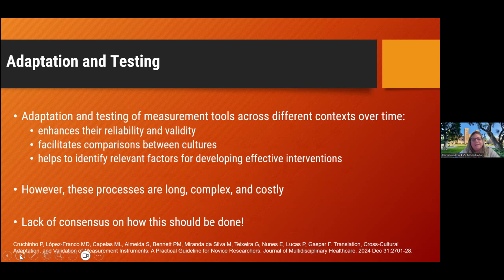And they make the case, and I have completely seen this as we're building this measures bank, that if we do properly adapt measures and test them properly, they will be more reliable, they will be more valid, they will allow us to do cross-cultural comparisons, and we can do a better job of developing effective interventions if our measurement is more appropriate and relevant. It is not a quick process, and it's not an inexpensive process, but to do it accurately and correctly, which is so important to address pressing public health issues, we need to engage in it. And there isn't a whole lot of consensus on how it should be done.